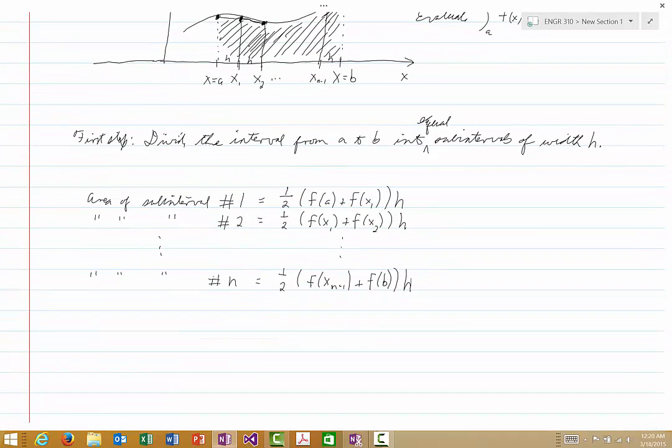And if we add all of these together, let's say total area. Now in calculating this total area, notice that f of a appears only in this first term. So we have 1/2 f of a. And then we'll have 1/2 of f of x1 and another 1/2 f of x1, because x1 is the right boundary of interval number 1 and the left boundary of interval number 2. So it appears twice, and we get 1/2 plus 1/2, so we just get f of x1.